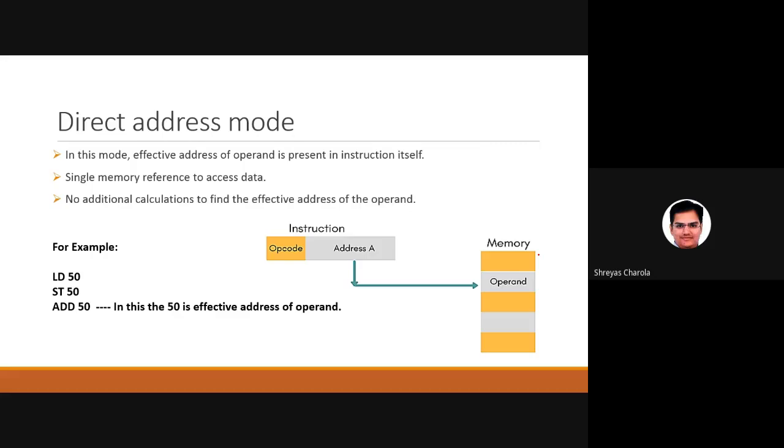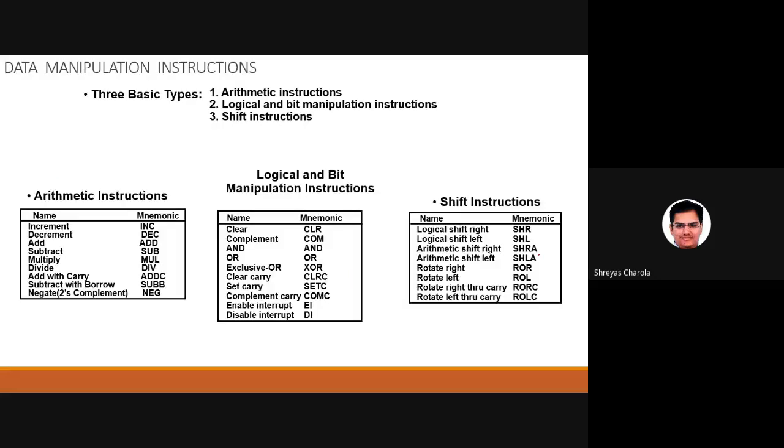Now, based on that, these are the things you know: what do you mean by arithmetic, what do you mean by logical, and what do you mean by shift operations? In arithmetic operations, addition, subtraction, multiplication, division, increment and decrement kinds of operations are done, and these are the mnemonics of those instructions. In the logical operations, look here: clear, complement, AND, OR, exclusive OR, clear carry, and these are the mnemonics for the same. Shift operations: shift right, shift left, logical shift, everything is written here, and the shift instructions also.